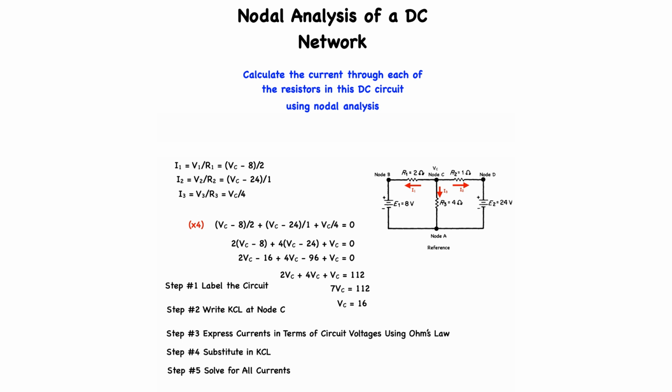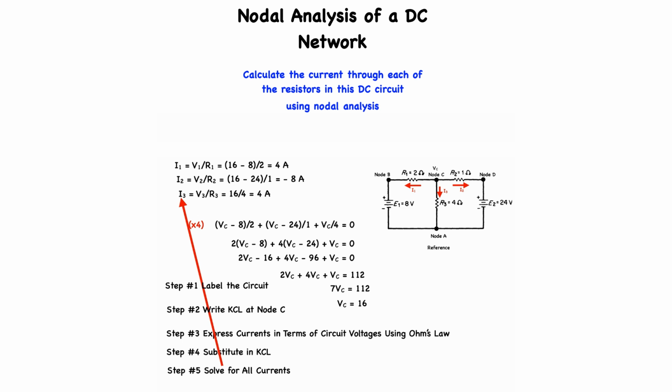Solving for the current is very simple. All we have to do is substitute 16 for the voltage VC. In our equation for I1, we get 4 amps, in our equation for I2, we get minus 8 amps, and in our equation for I3, we get 4 amps. And not surprisingly, we get the same answers that we have previously found for the currents.